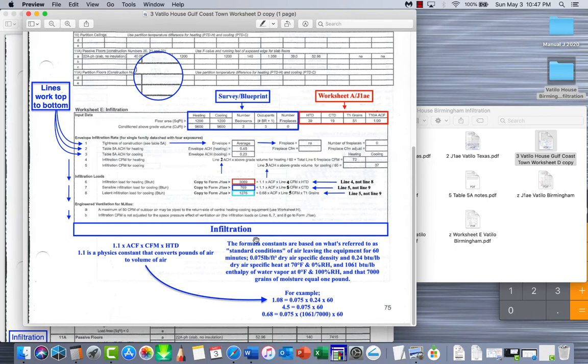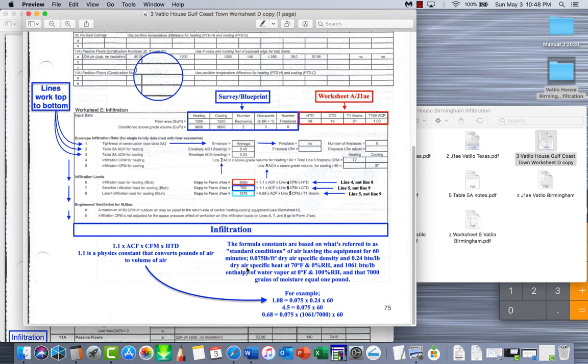And the 0.68, here you go. It's based on standard conditions. If you remember me talking about standard conditions, it's basically how air is at sea level, at a specific temperature, 70 degrees. We can't really predict exactly what every single thing is going to be, so this gives us a constant to work with. So this is just where some of those numbers come from. The grains differential, of course, are 7,000 grains equal to 1 pound of water. So this is all figured up into your latent heat.